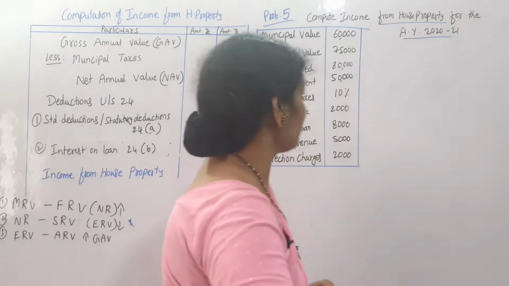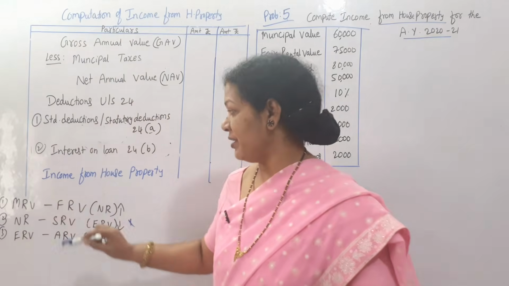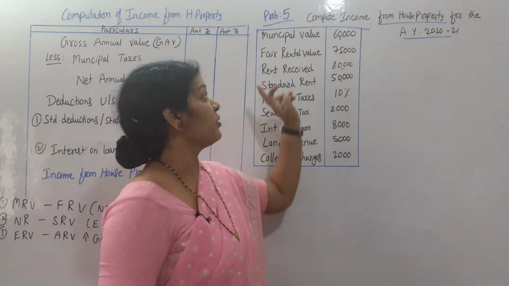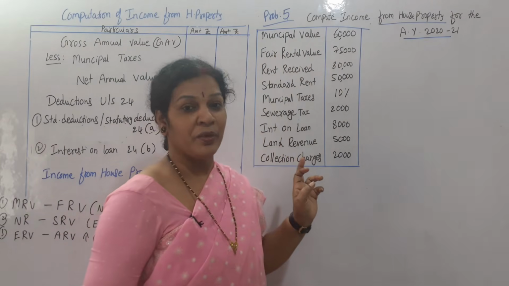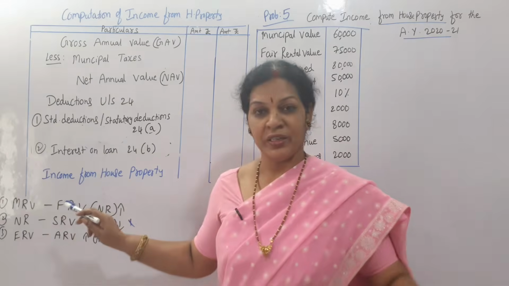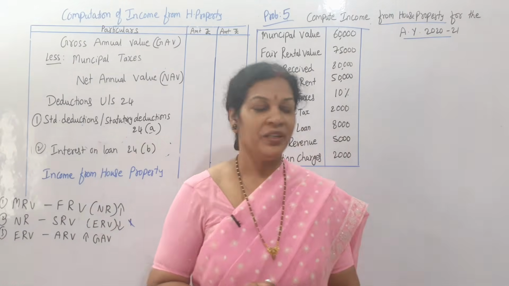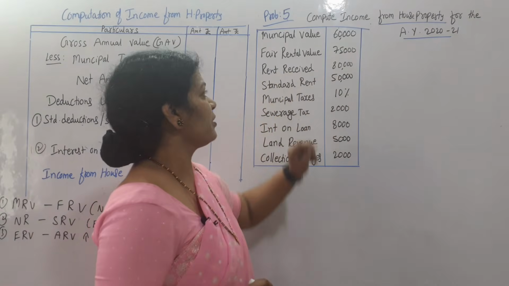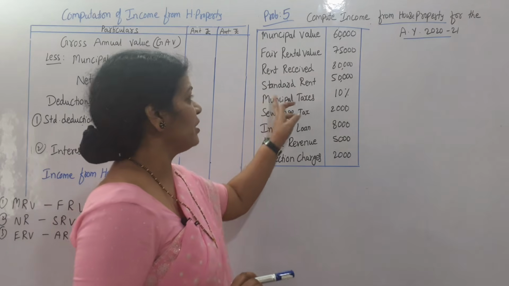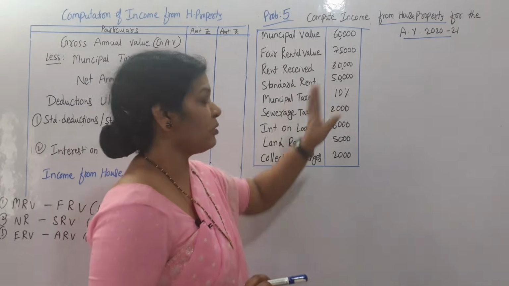What is given to us here? MRV, municipal rental value, is 60,000. FRV, fair rental value, is 75,000. Out of MRV and FRV, whichever is high will be NR. Next, rent received 80,000, that is the actual rent. Standard rent, SRV, is also given to us.